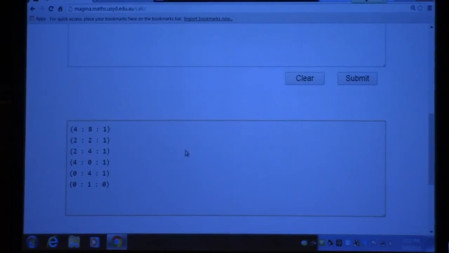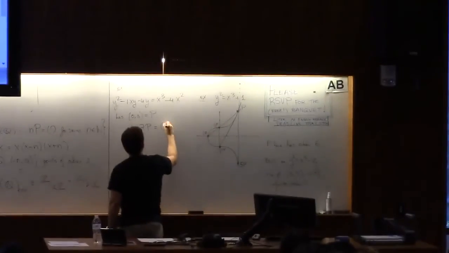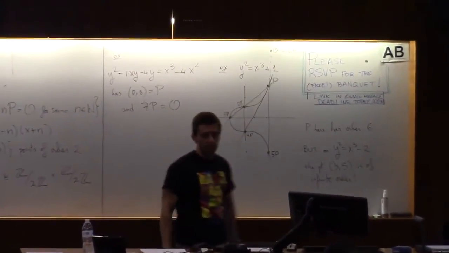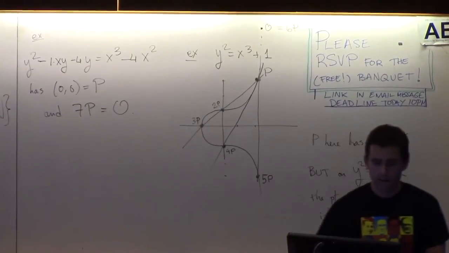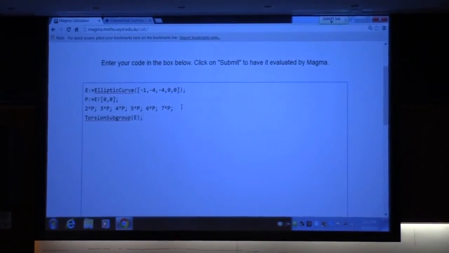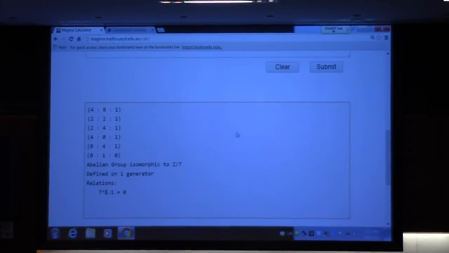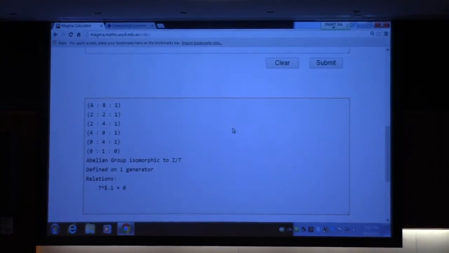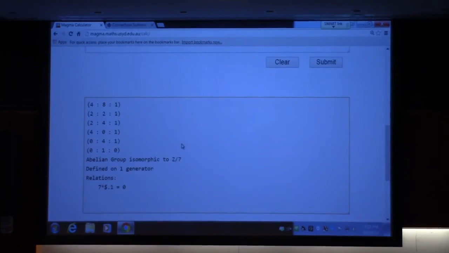So here are the multiples of P. This is 2P, 3P, 4P, 5P, 6P, 7P. (0, 1, 0) is the point at infinity. So 7P is out. Okay? So P is a point of order 7. I can just verify that easily. I can ask Magma, what's the torsion subgroup of this curve? And I just sent information to Australia, and Australia responded, it's 7.